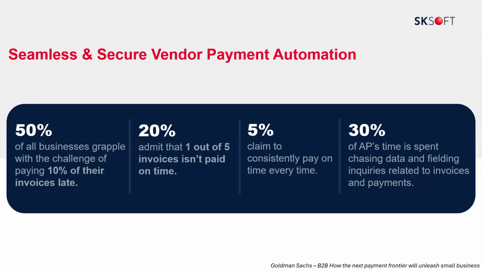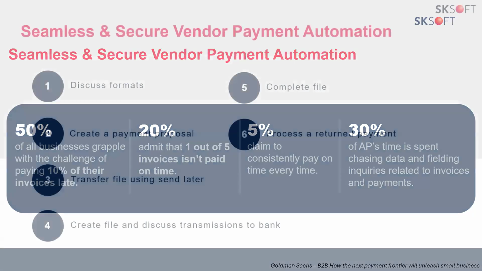Picture this. Nearly half of all businesses grapple with the challenge of paying 10% of their invoices late. For some, it gets even more alarming, with almost 20% admitting that 1 out of 5 invoices isn't paid on time. Only a mere 5% claim to consistently pay on time every time. Ultimately, AP spends about 30% of their time chasing data and fielding inquiries related to invoices and payments. Today, we're going to show you how you can beat the statistics using our seamless and secure vendor payment automation solution.